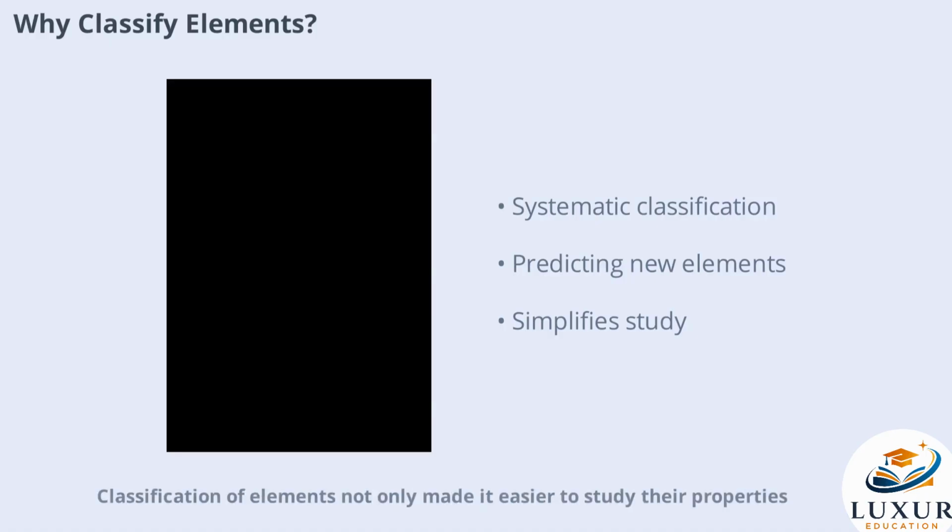Classification of elements not only made it easier to study their properties, but also allowed scientists to predict the existence and behavior of elements yet to be discovered. This systematic approach led to the development of the periodic table, which rationalizes chemical facts and guides further research.